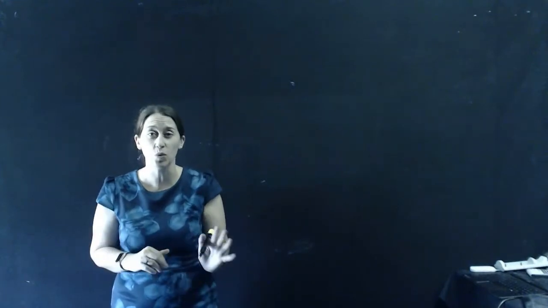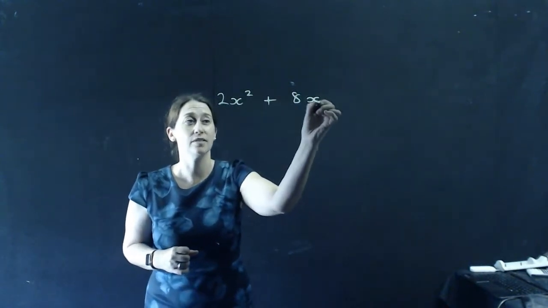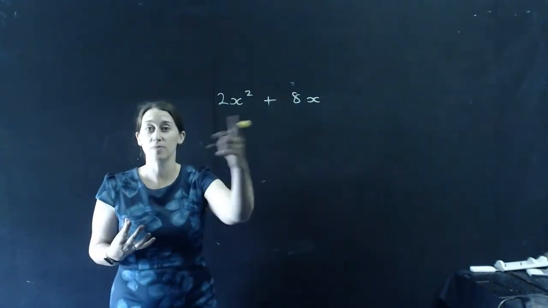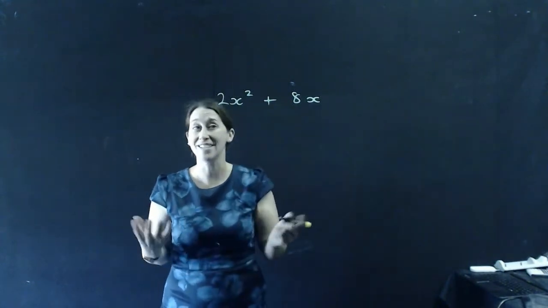I'm going to talk to you about factorizing basic expressions. Of course, when we're factorizing, the first thing we need to do is look for any common factors. Essentially, the highest common factor is the one we're looking for. If I write down an expression, 2x squared plus 8x, we can see there are two terms here, and each term has a common factor of 2 and x.